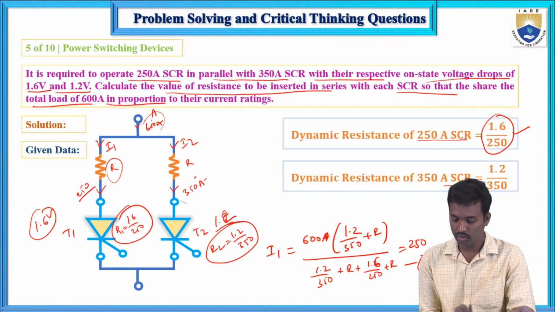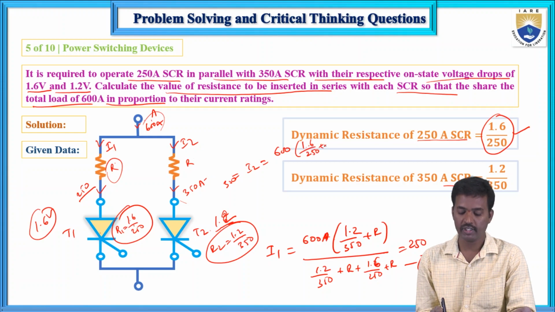Equation number 2 indicates the same thing: I2 equals 350 amperes. So the opposite branch resistance: 600 amperes total current into the opposite branch resistance, which is 1.6 by 250 plus R, divided by 1.6 by 250 plus R plus 1.2 by 350 plus R. This is equation number 2.